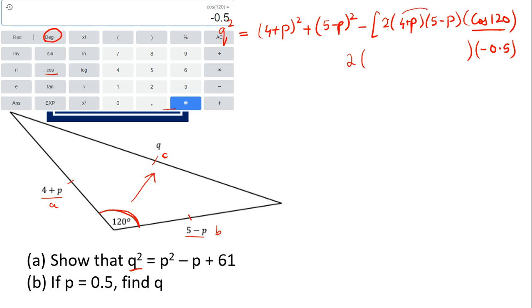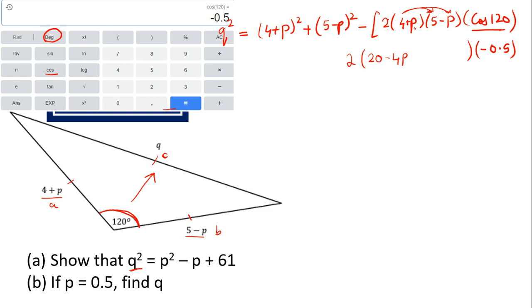This 4 has to be first multiplied with the 5. So 4 times 5 gives me 20. Then the next part, this 4 has to be multiplied with the minus p as well. So 4 times minus p is minus 4p. Now 4 is done. 4 has been multiplied with the 5, and 4 has also been multiplied with the minus p. That's it, we're done with the 4.